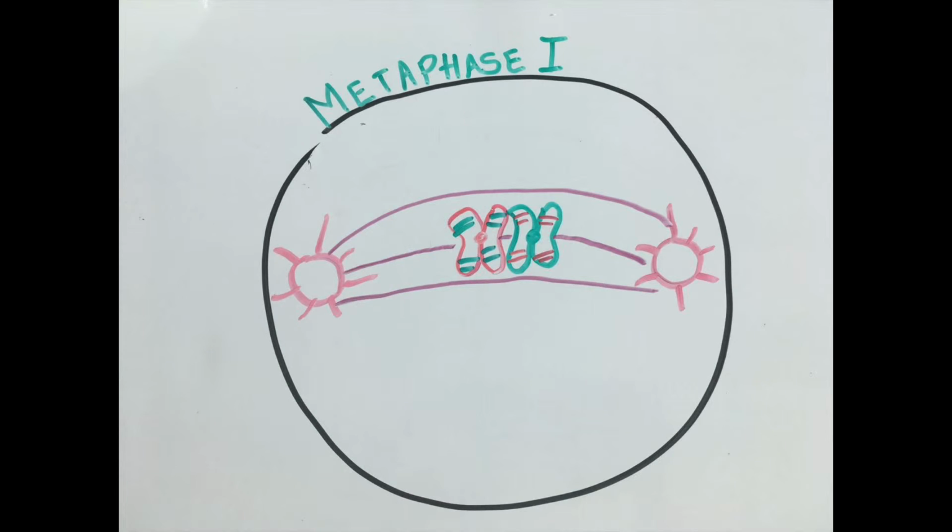The next stage is metaphase 1. Here, the chromosomes line up in the middle of the cell. Once they're organized in the middle, they can orient themselves however they want. This is called independent assortment. Then, once the centrosomes are on each side of the cell, the spindles attach themselves to the centromeres that are in the chromosomes. The centrosomes are an organelle from which spindle fibers develop in cell division.